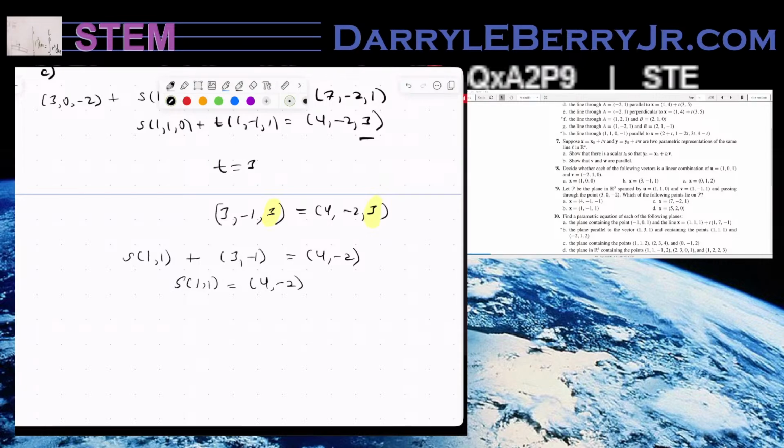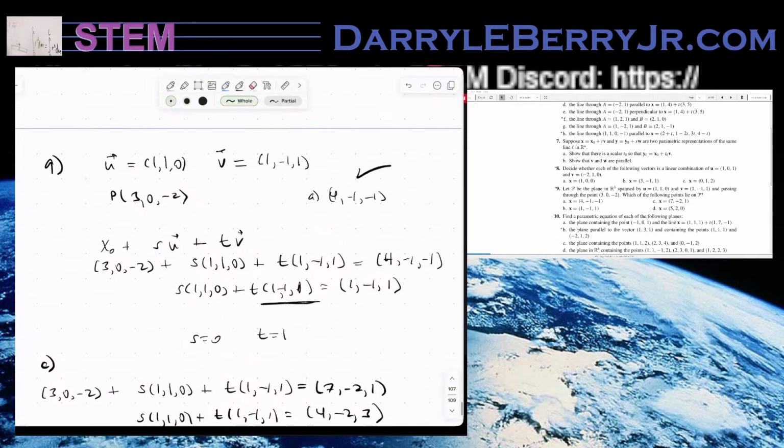So what can I multiply S by to give me that? Nothing. There's nothing I can multiply S by that'll give me one number that's going to equal that. Basically, this will be S equals negative 4 and S equals negative 2. Use positive 4. Yeah, so that's not going to work. So it seems like C is not part of it.